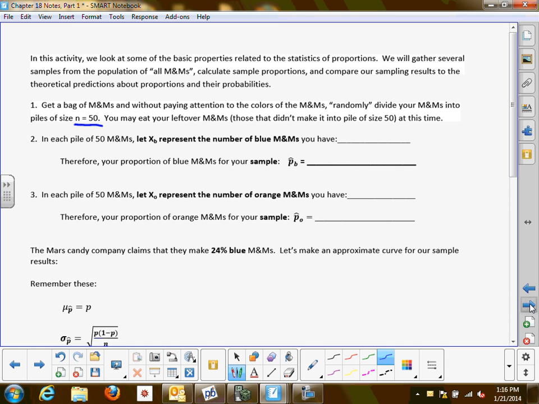All right, and then in each pile, you're going to tell me the number of blue M&Ms you have. And then put them as a proportion. So 12 over 50 would mean I had 24% blue M&Ms. And so on. And then do the same for counting your orange. Once you have counted, then you can eat your M&Ms.